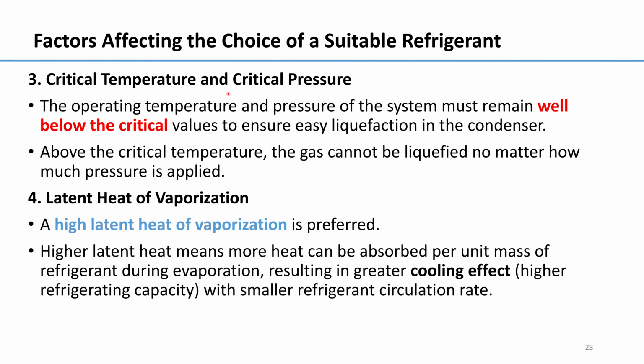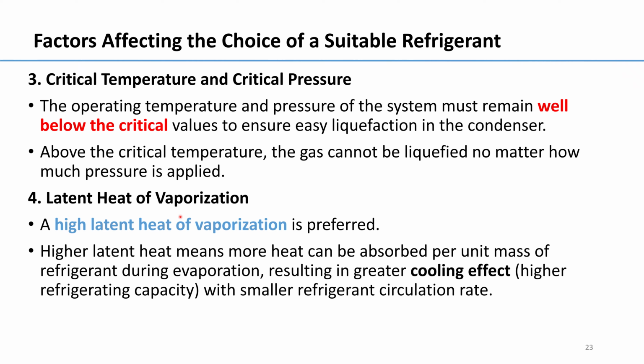Now, critical temperature and critical pressure. We always know critical temperature and critical pressure are those temperature or pressure below which a liquid will be in the liquid phase, or above the critical temperature, obviously the liquid will vaporize. Obviously in all cases the critical temperature and pressure will be lowered. The operating temperature and pressure of the system must remain well below the critical value to ensure easy liquefaction in the condenser. Above the critical temperature, the gas cannot be liquefied no matter how much pressure is applied.